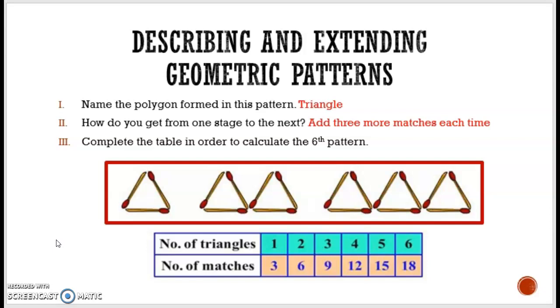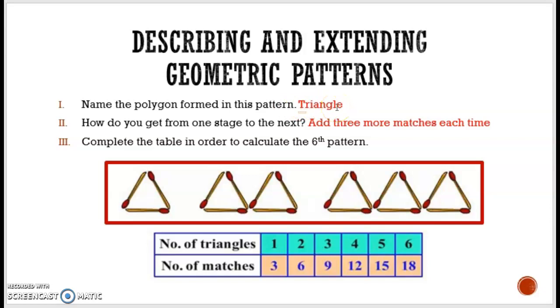Right now we're going to be looking at describing and extending geometric patterns. Please take note of the pattern in the red box. Firstly, name the polygon formed in this pattern. So you can see that the polygon is a triangle.